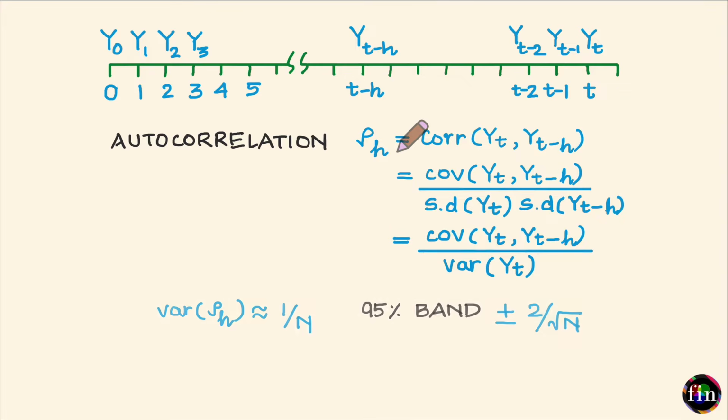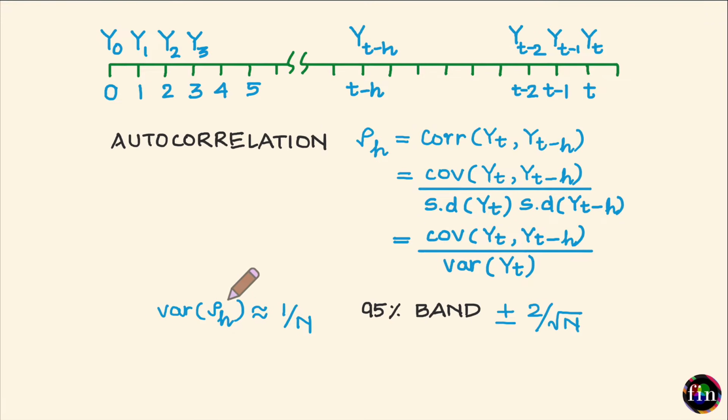Now, practically speaking, we calculate the autocorrelation for any given lag using the sample of observations of our time series. If our sample is of size n, then the variance of our estimate of the autocorrelation for a lag h will approximately be equal to 1 over n. And if I also make the normal distribution assumption, then a 95% confidence band for my rho h would simply work out to be plus or minus 2 over square root of n.